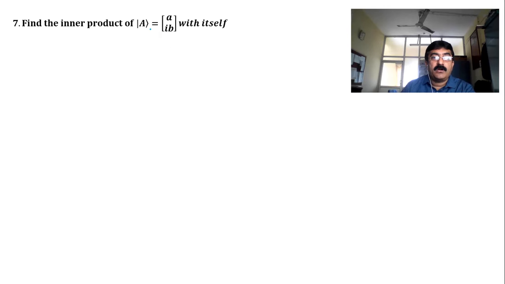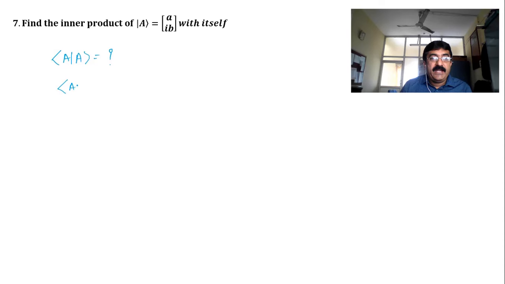Find the inner product of A with itself. That means I shall find bra A ket A. This is what I need to find. See, whenever you do the inner product of the same vector, you get just a magnitude, no complex number, only a number. It is something like modulus of A square. Okay, so let us do that.